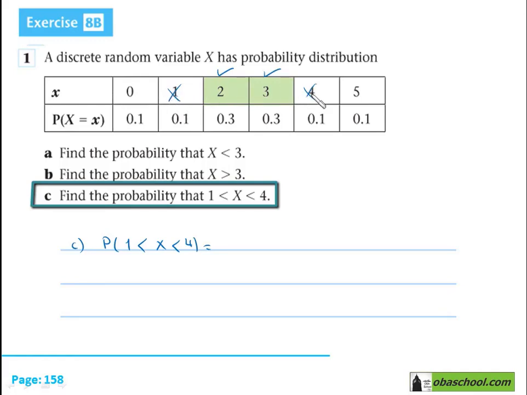That means probability of x is 2 plus probability of x is 3. Now we need to look at the table and read the corresponding probabilities. We have 0.3 plus 0.3. The answer is 0.6.